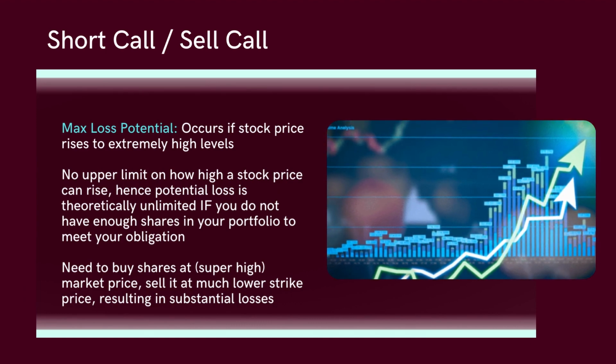In terms of maximum loss for the short call strategy, it occurs if the stock price rises to extremely high levels. Since there is no upper limit per se on how high a stock price can rise, the potential loss is theoretically unlimited if you do not have enough shares in your portfolio. That's when you need to buy the shares at the super high market price and then resell them at the strike price, which is much lower, resulting in substantial losses.